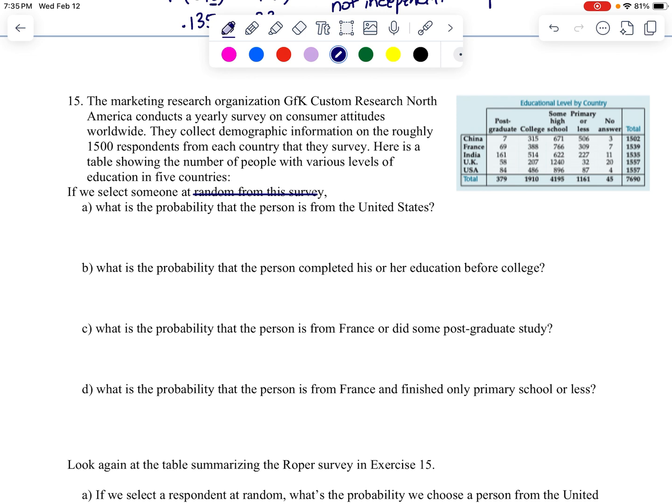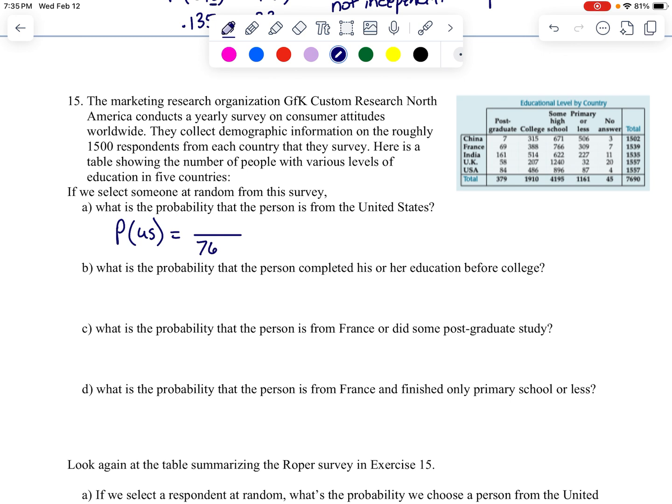If we select someone at random from this survey, so again, from the survey is the important part, because that means that we're going to be worried about this table total down there of 7690. So we want the probability of selecting someone from the U.S. Again, writing out things in probability notation, not a big deal. It's in our format.